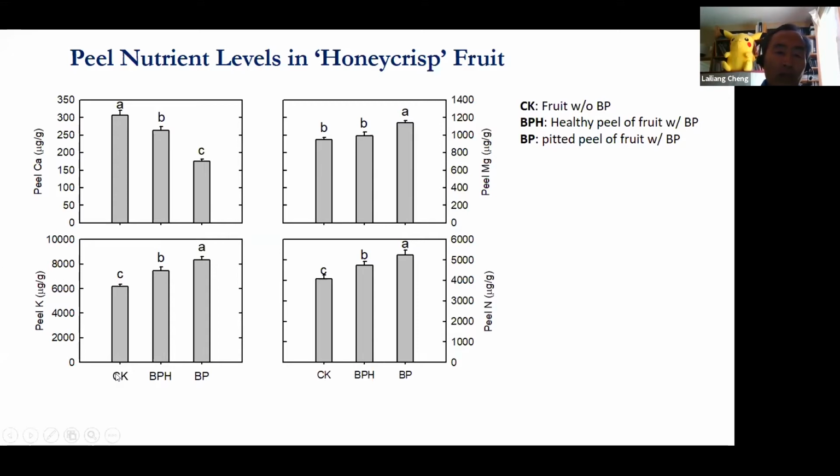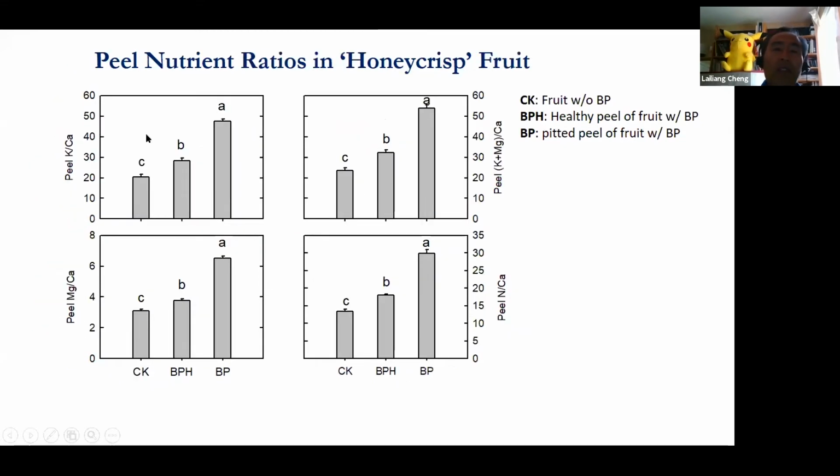From control, the fruit without bitter pit, to the pitted peel tissue, calcium concentration decreases, whereas potassium concentration increases and nitrogen concentration increases as well. Magnesium shows some increase as well. As a result, fruits with the bitter pit have higher ratios of potassium to calcium, magnesium to calcium, potassium plus magnesium to calcium, and nitrogen to calcium ratios.